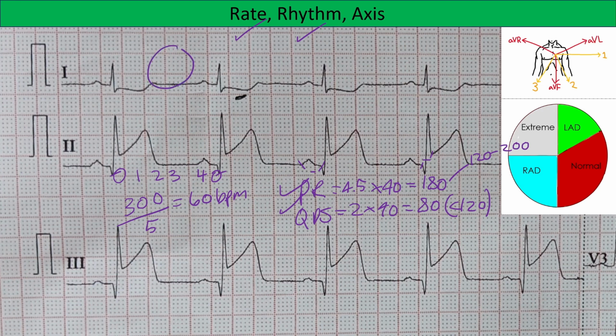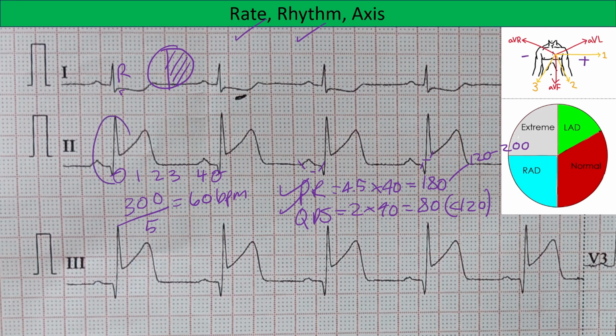Now the axis. We start off with our circle, and the two best leads to look at are lead 1 and lead 2. So lead 1, the R is greater than the S. Remember, if it's positive, it points in the direction of the lead, so therefore it lies in this side. Now, if lead 1 was negative, the axis would lie on this side. So let's shade in our circle.